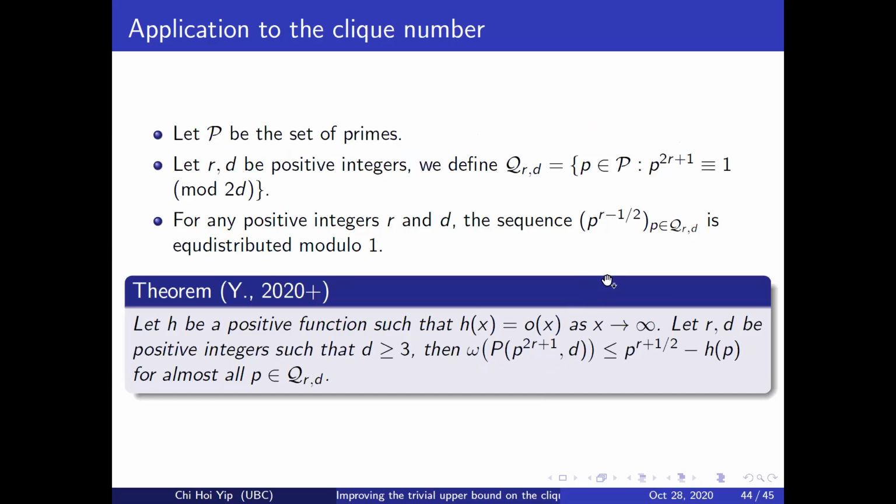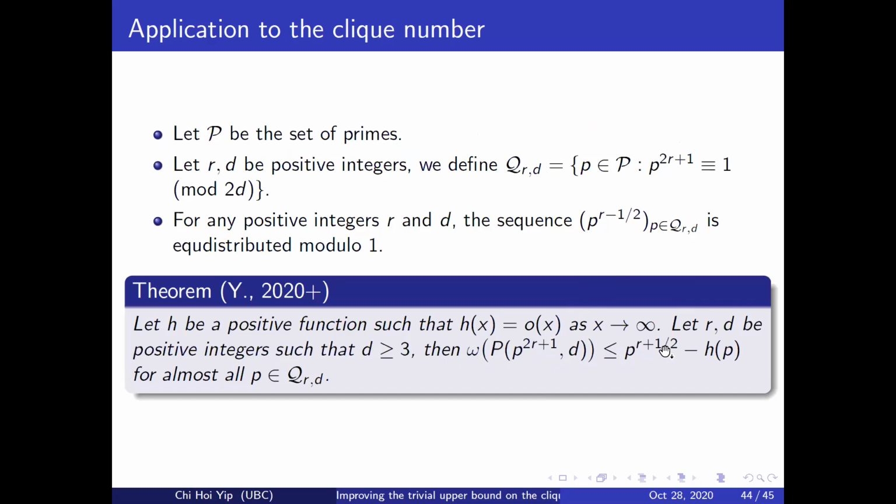And the final conclusion is that for any integers r and d, where d is at least 3, the clique number of this kind of generalized Paley graphs is bounded by p to the r minus half minus h(p) for almost all p in this set QRD. So recall that the trivial upper bound will be root q, which is p to the r plus half.